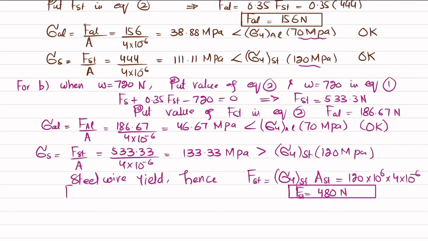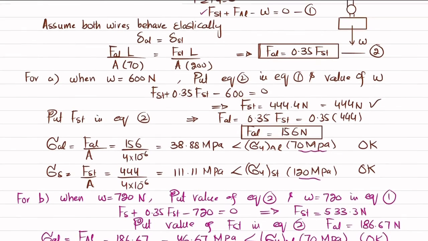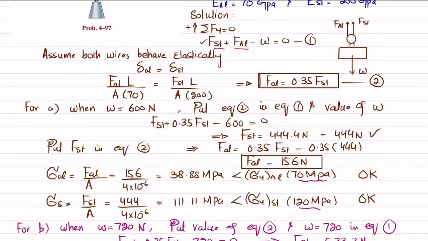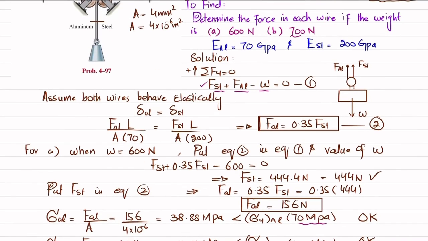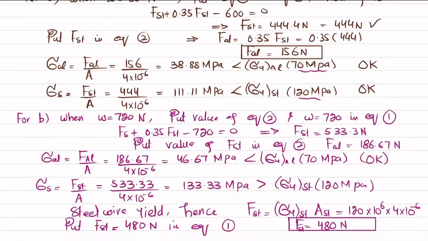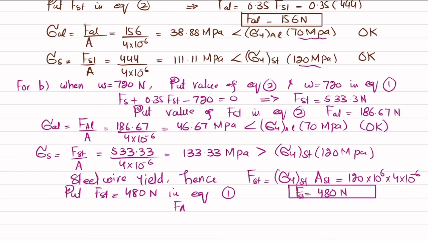Now we have this 480 Newton. So put F of steel equal to 480 Newton in equation number 1, which is this one. You can see this is the equation. Clear? And W is also 700 Newton. So you will get F of aluminum equal to 240 Newton.